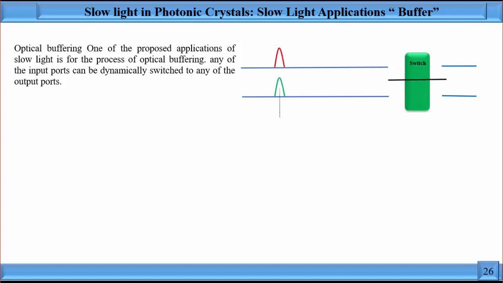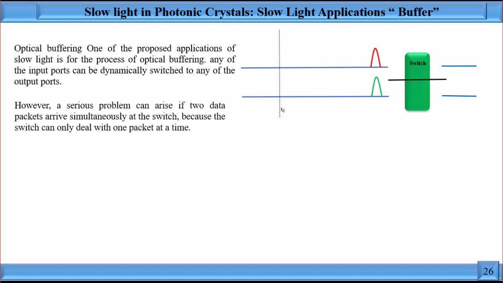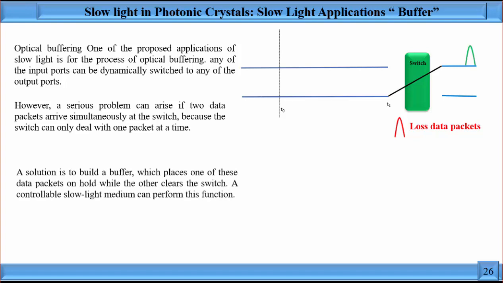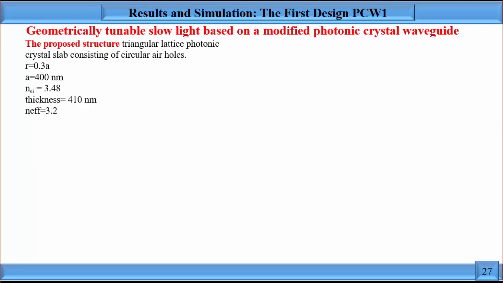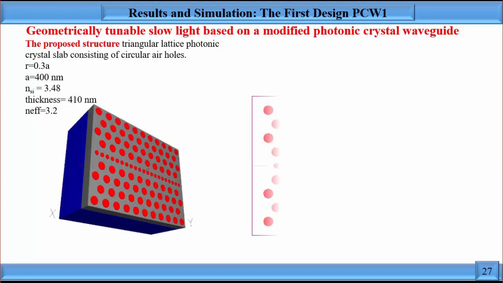Slide 26. Slow light applications, buffer. Optical buffering. One of the proposed applications of slow light is for the process of optical buffering. Any of the input ports can be dynamically switched to any of the output ports. However, a serious problem can arise if two data packets arrive simultaneously at the switch, because the switch can only deal with one packet at a time. A solution is to build a buffer, which places one of these data packets on hold while the other clears the switch. A controllable slow light medium can perform this function.